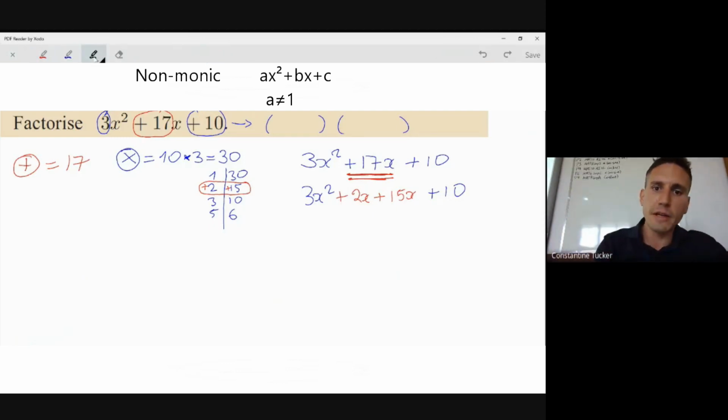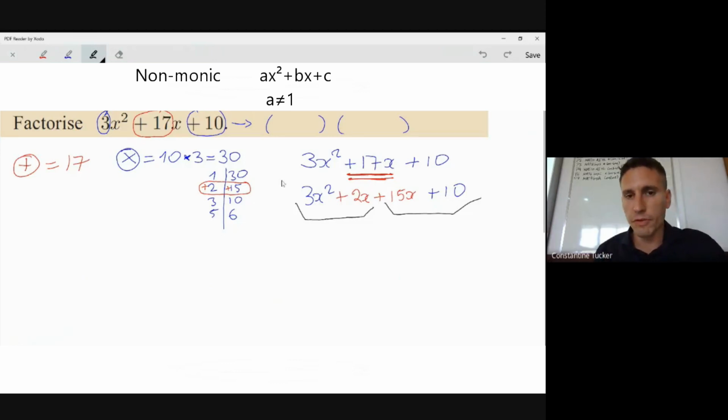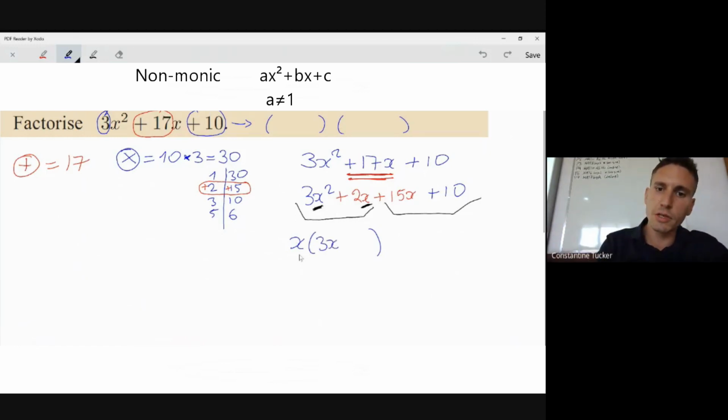First step, factorize the first 2 and the second 2 terms separately. So let's see. What is the common factor between 3x squared and 2x? You will notice that this little x here appears twice. So that is our common factor. They have x in common. So we can write down x, brackets, and then inside the brackets, what do we have if we factorize using x as a common factor? Well, we'll have 3x plus 2, because x times 3x is what gives us 3x squared. And then x times 2 is what gives us 2x.